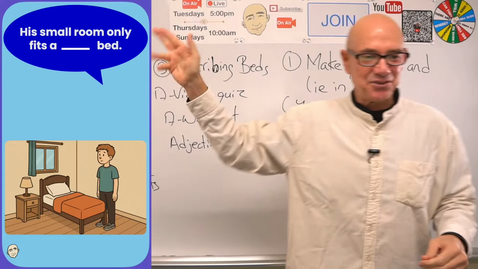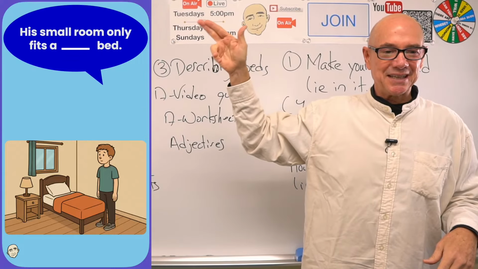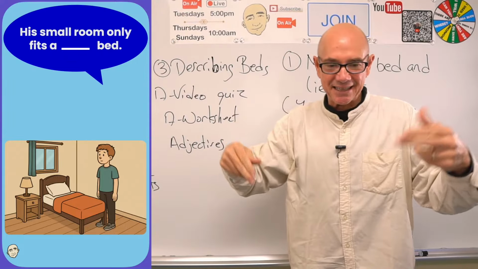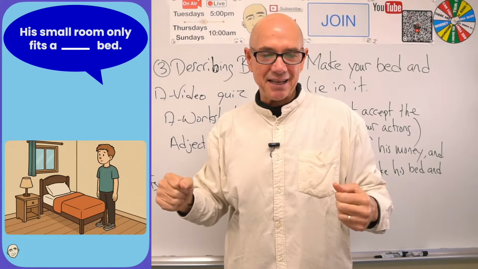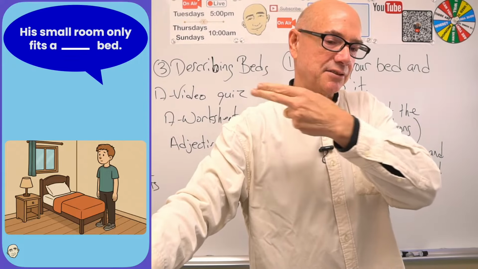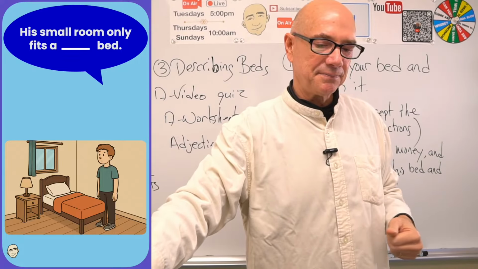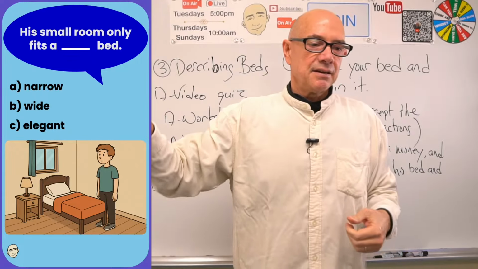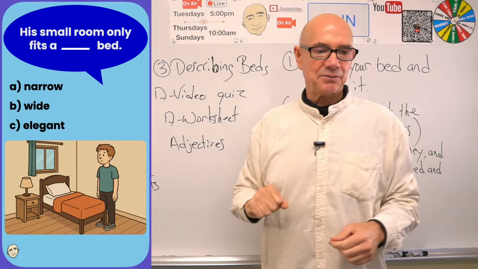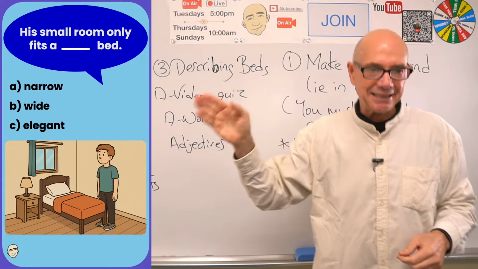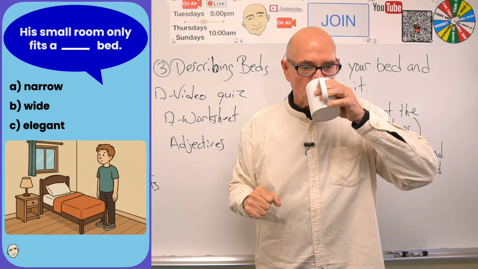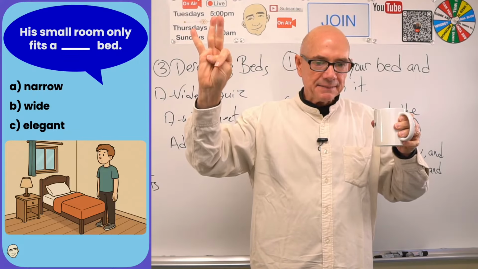Okay, let's get back to this. His small room only fits a bed. So we have small, we have single, we have tiny. Good, Carlos. Single bed. Good. Narrow bed. Good guesses, everyone. Let's have a look at the three choices we have. We have A, narrow, B, wide, C, elegant. What could it be? Is it narrow? Is it wide? Is it elegant? Mini, okay.